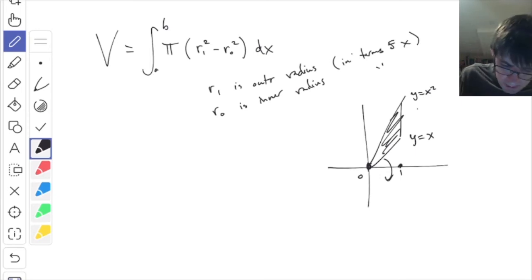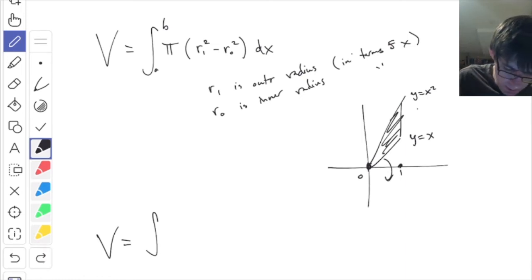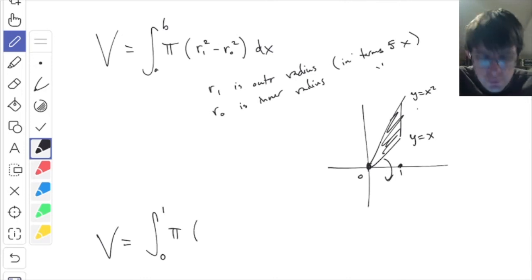So let's set it up. Integral. The a and the b are 0 and 1. Those are my favorite a's and b's to use. So it's going to be the integral from 0 to 1 of pi. As usual, you can always factor the pi out of the integral. R1 squared minus R0 squared. That is the outer radius squared minus the inner radius squared. Each of those, in general, will be a function of x. Someone want to tell me what's the outer radius here? In terms of x?